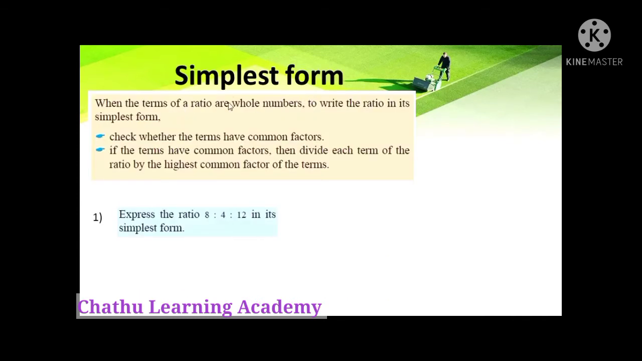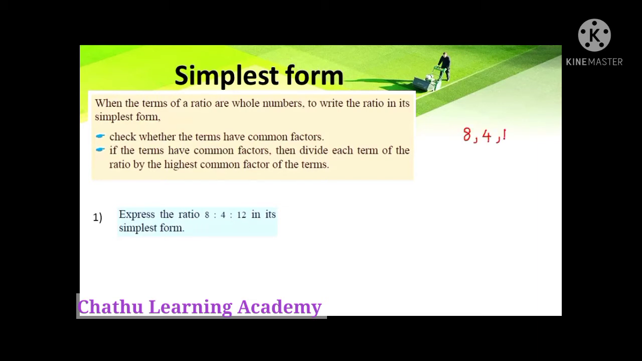Next we will see how to find the simplest form of a given ratio. As the first step, you want to check whether the terms have common factors. If the terms have common factors, you want to find the highest common factor of the given terms. Look at this example. 8 is to 4 is to 12. We want to find the simplest form. Are there common factors? Yes, there are common factors. So first we need to find the highest common factor for these three.